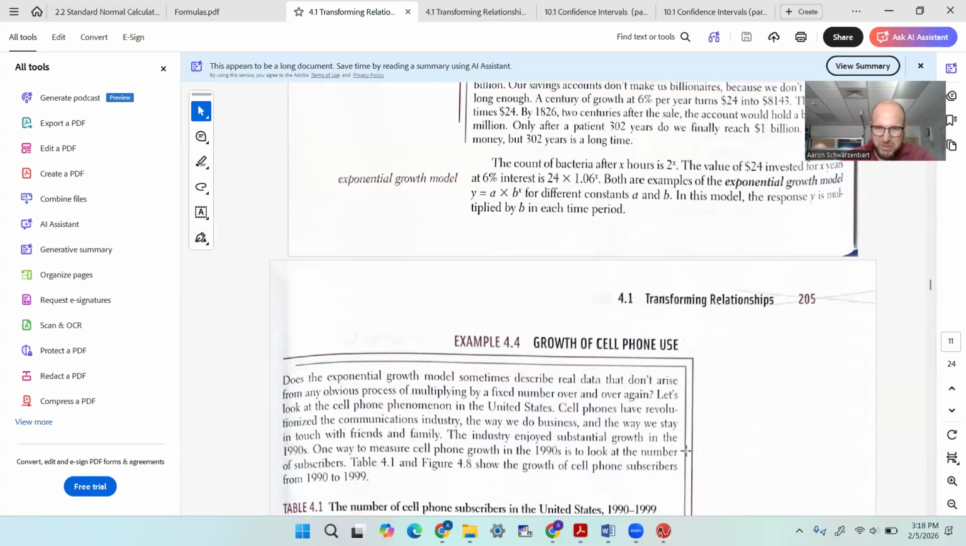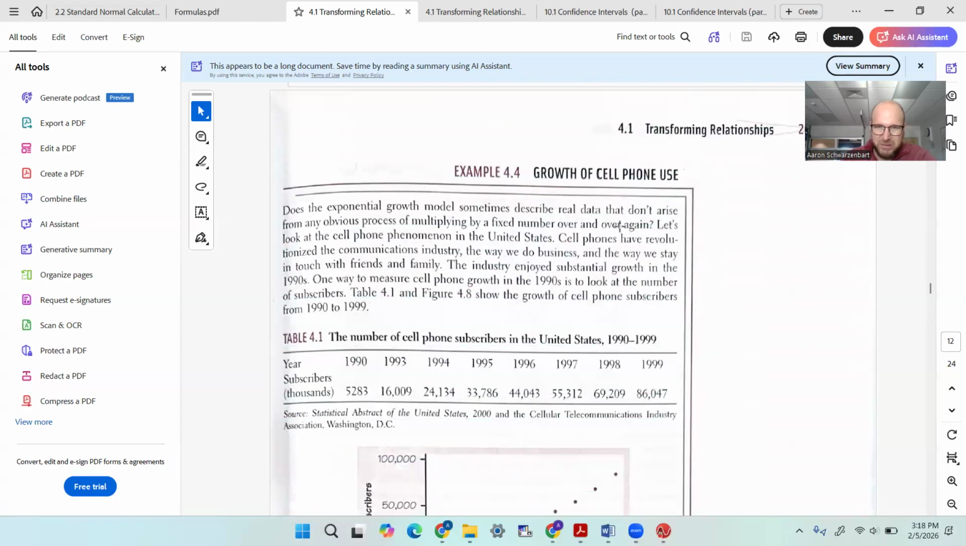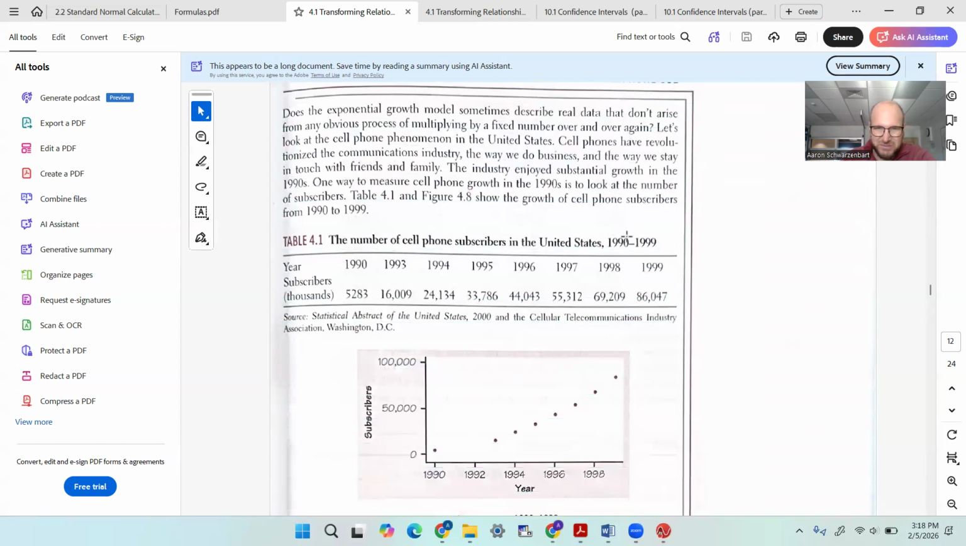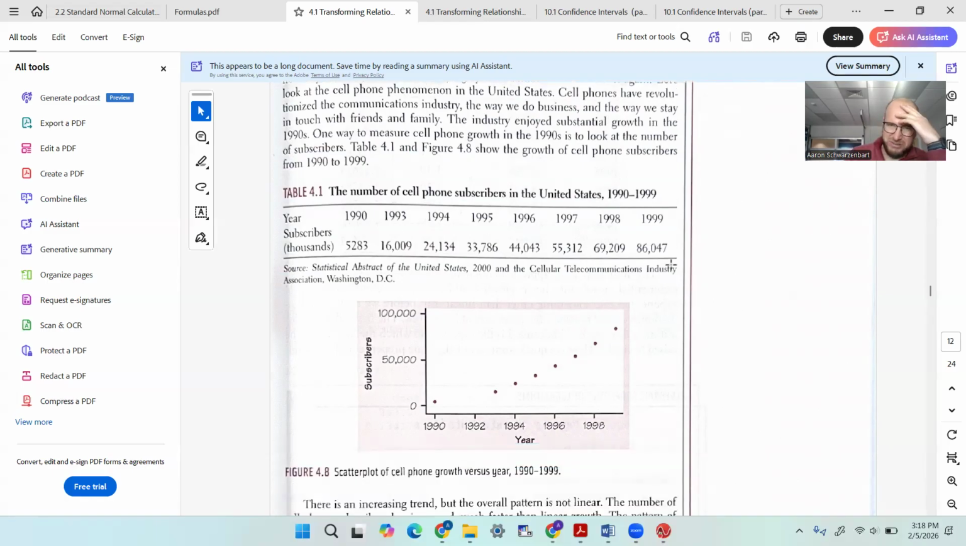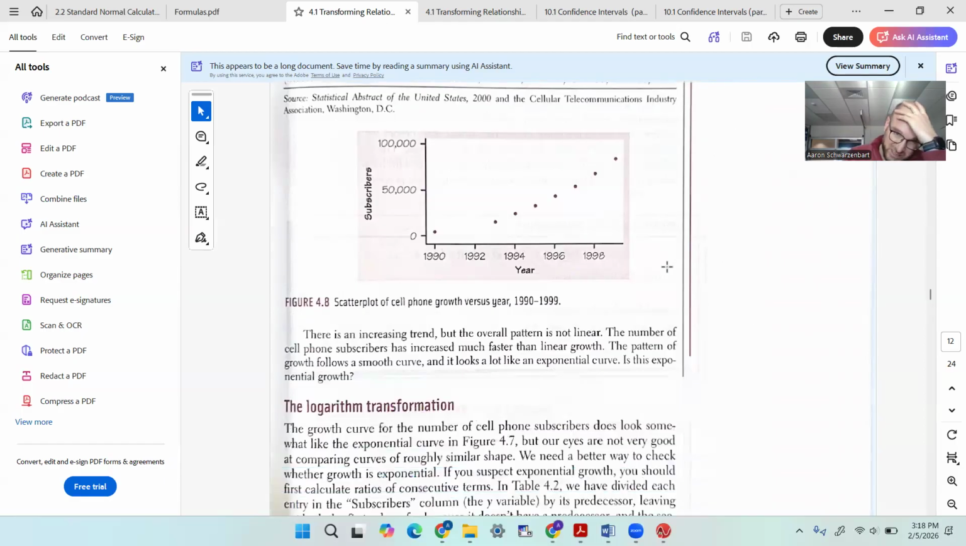So, exponential growth model. Here we've got the growth of cell phone use. Does our exponential model sometimes describe real data? Yes. So here we've got cell phones and the number of subscribers from 1990 to 1999. This was before cell phones were real big, but they were starting to catch up. There's an increasing trend, but it does not look linear. In fact, it's curving up. It's probably exponential.